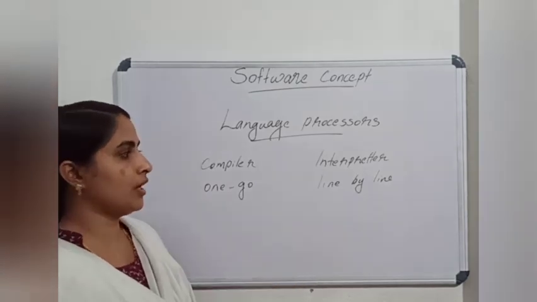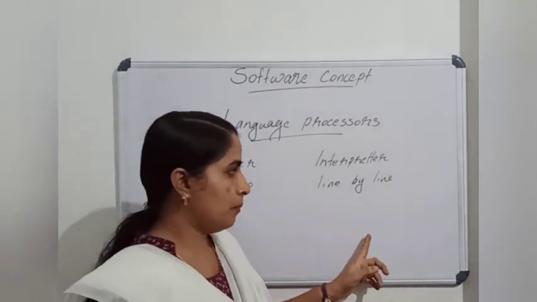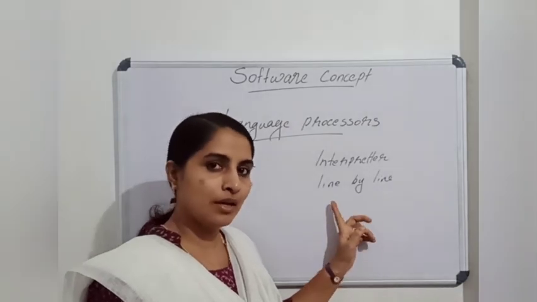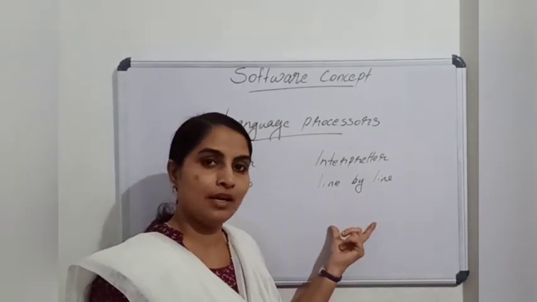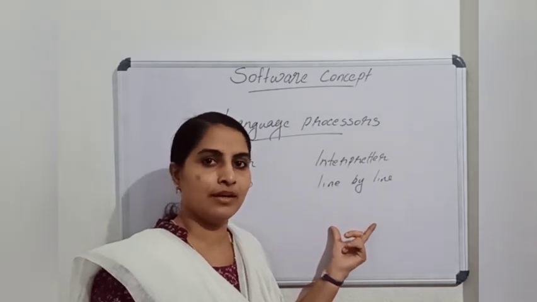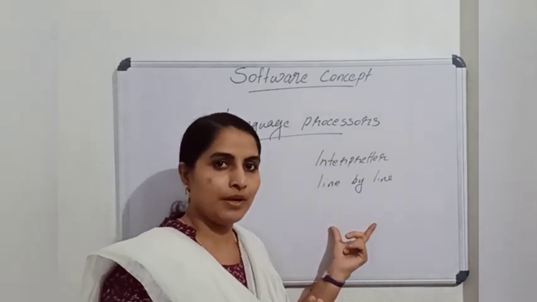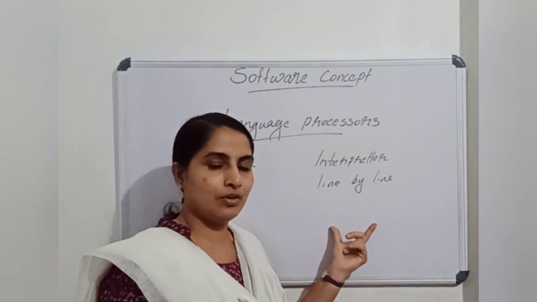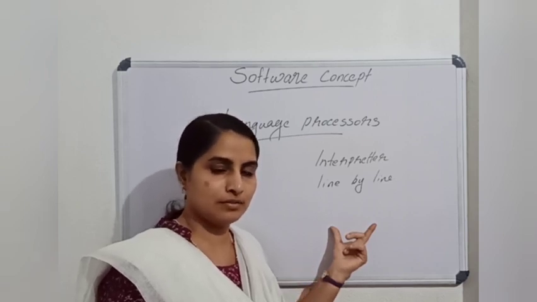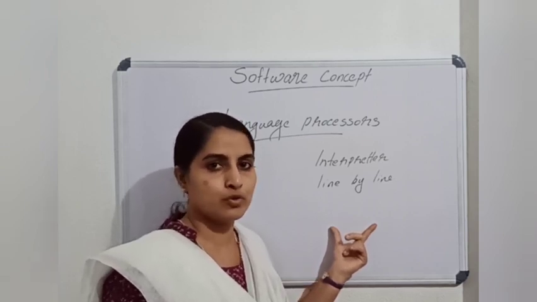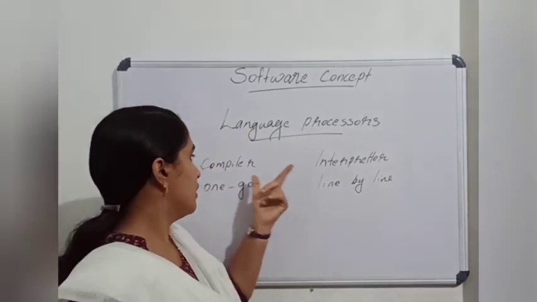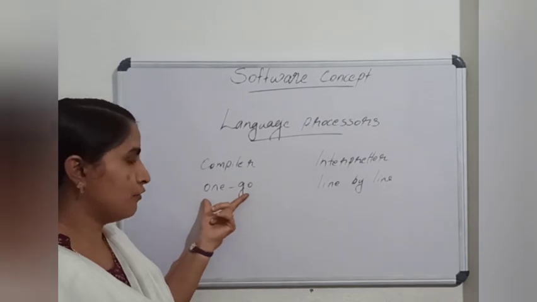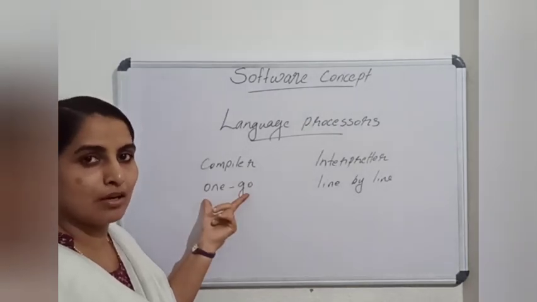But in the case of an interpreter, in Python language, we are using an interpreter. If there is any error in the first line or second line, it just stops execution. Then you have to rectify the error, and only then will it proceed. So it is doing line by line conversion. Compiler is converting the entire program in a single go.